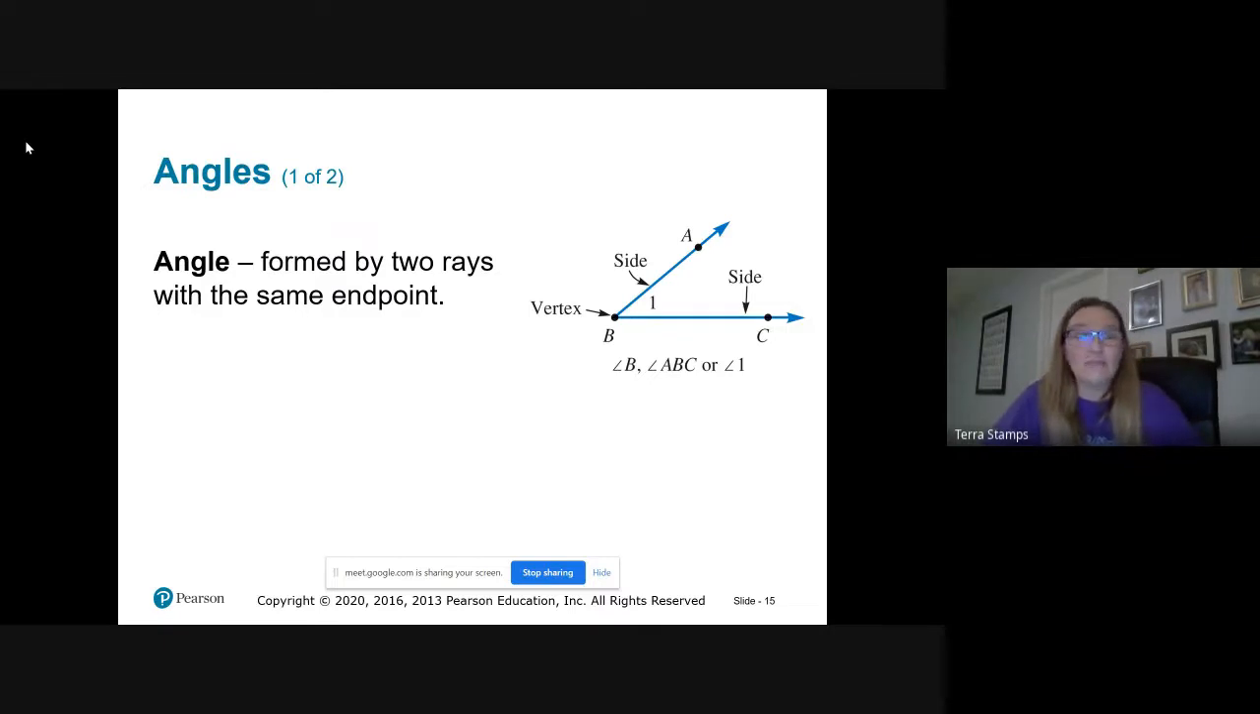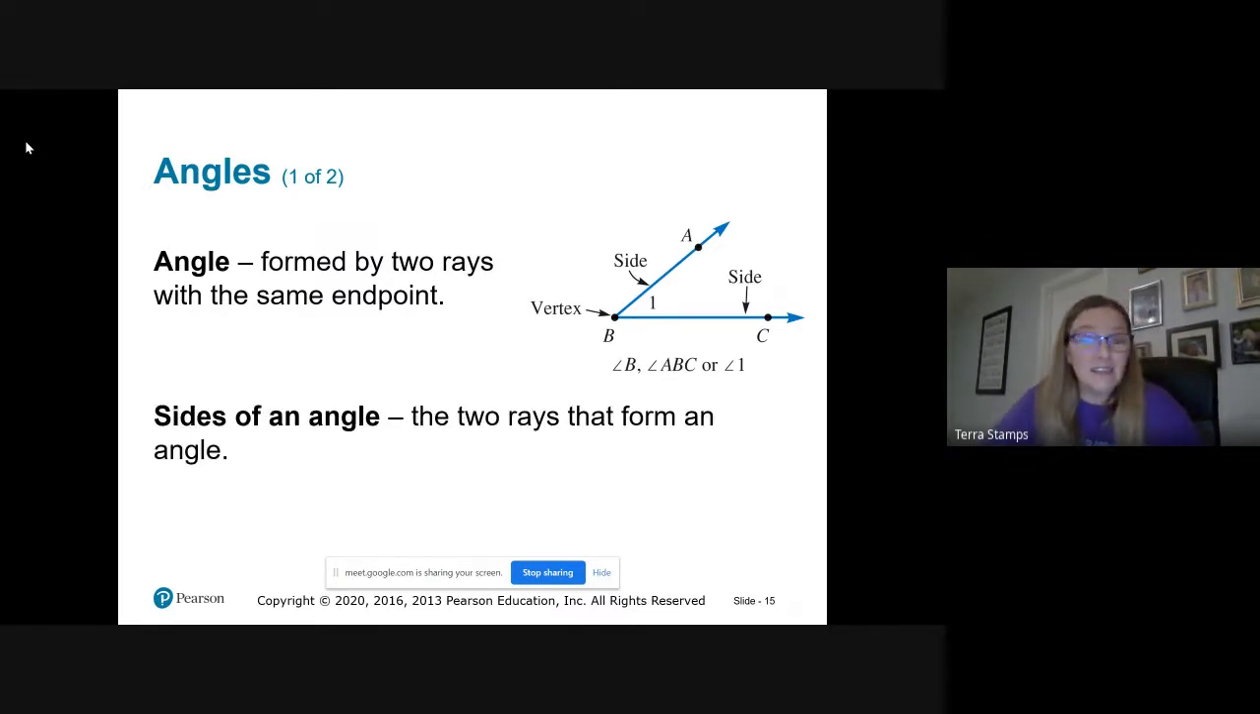Okay, angles. When two rays share an endpoint, they form an angle. Okay? The sides of the angle are the two rays. The endpoint that they share is called a vertex. Now, as far as naming this goes, you can see that it's named either angle B, you can name it angle ABC, or you can see they put a little 1 inside there and called it angle 1. So we can name it a few different ways.